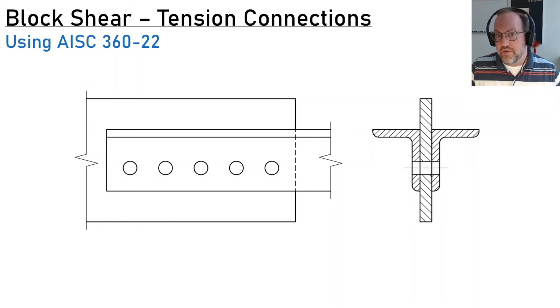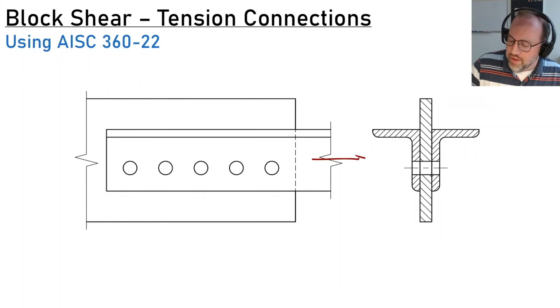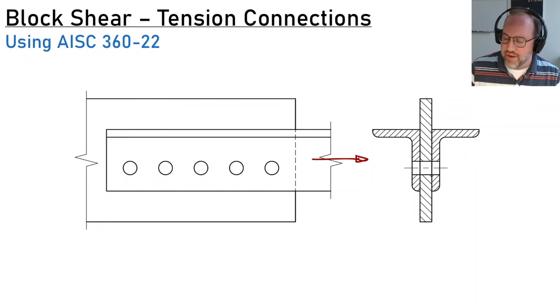Welcome back, everyone. Today we're continuing our series on steel design, and this video is all about block shear. Block shear is going to be some combination of shear failures with tension failures. So let's take this double angle again and let's put it into tension.